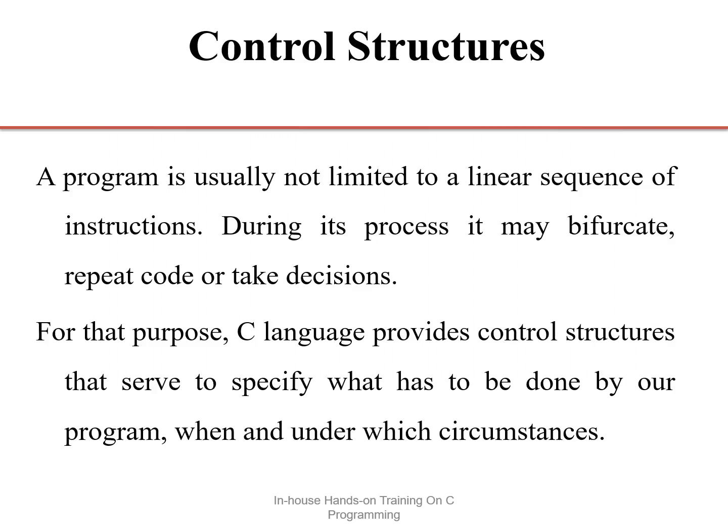So what is control structure? A program is usually not limited to a linear sequence of instructions. During its process, it may bifurcate, that is, either repeat code or take decisions. For that purpose, C language provides control structures that serve to specify what has to be done by our program, when and under which circumstances.